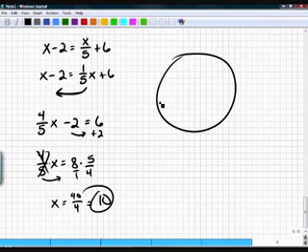I hate fifths. Let's see, how am I going to divide that? Ooh, that's bad. Do the best I can. That's pretty close.